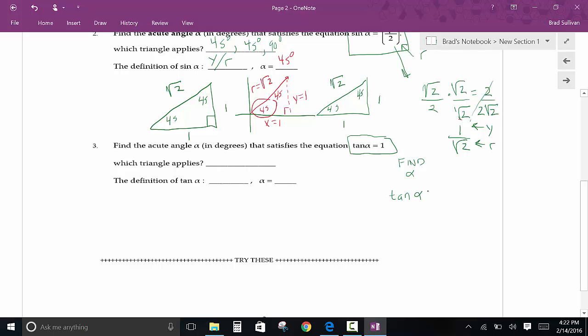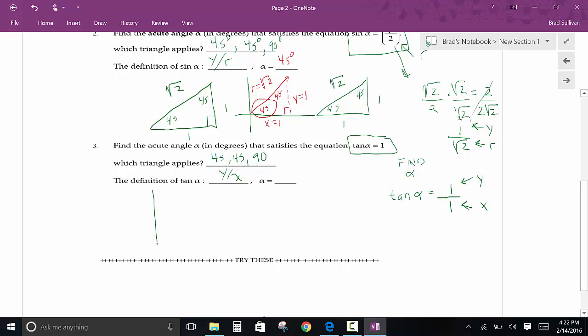We have the tangent of alpha equals 1. Now a trigonometric value is always a ratio, so it's logical to put that over 1, and then you want to remember that the definition of the tangent is y over x. That will help us to figure that out. Well, the triangle that has two 1s in it is going to be the 45-45 right triangle. You know that because of those two 1s.